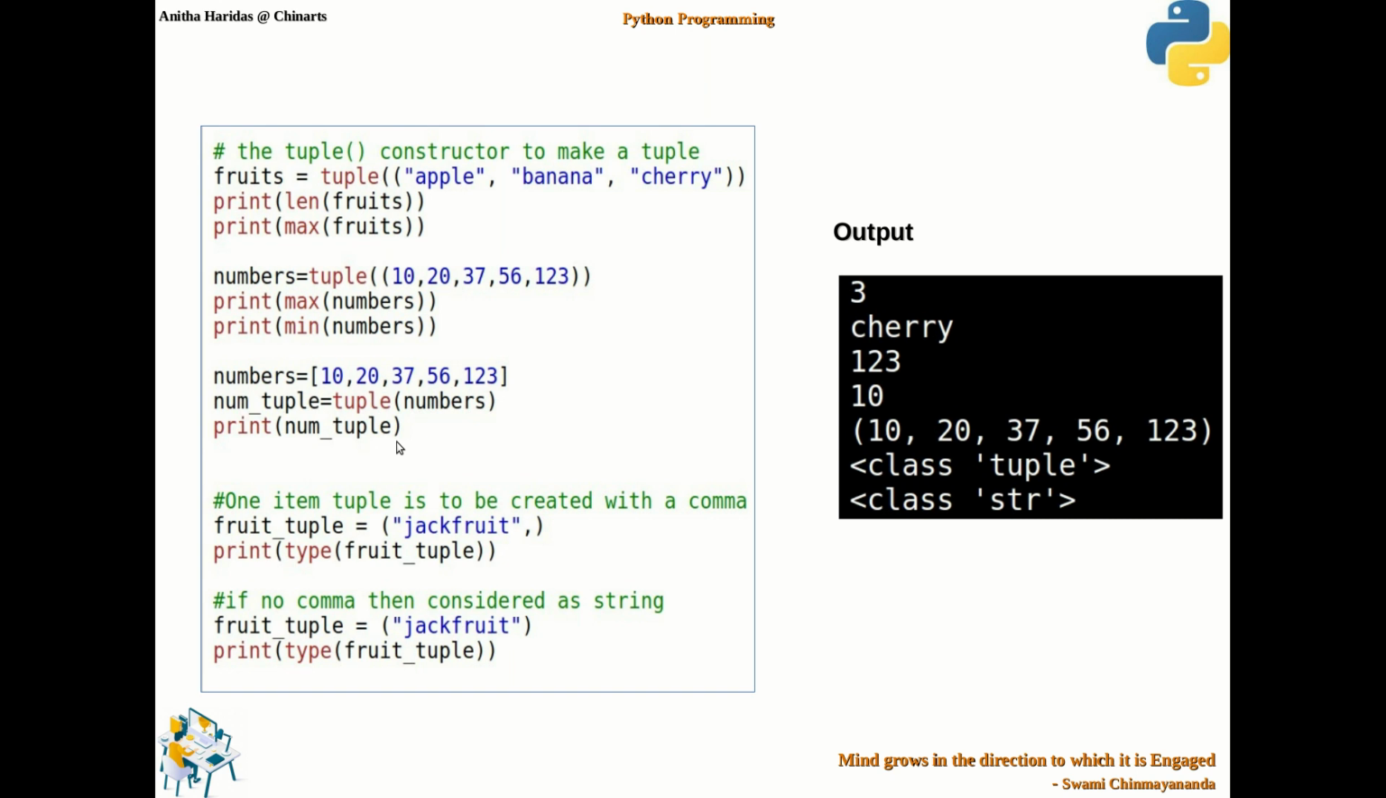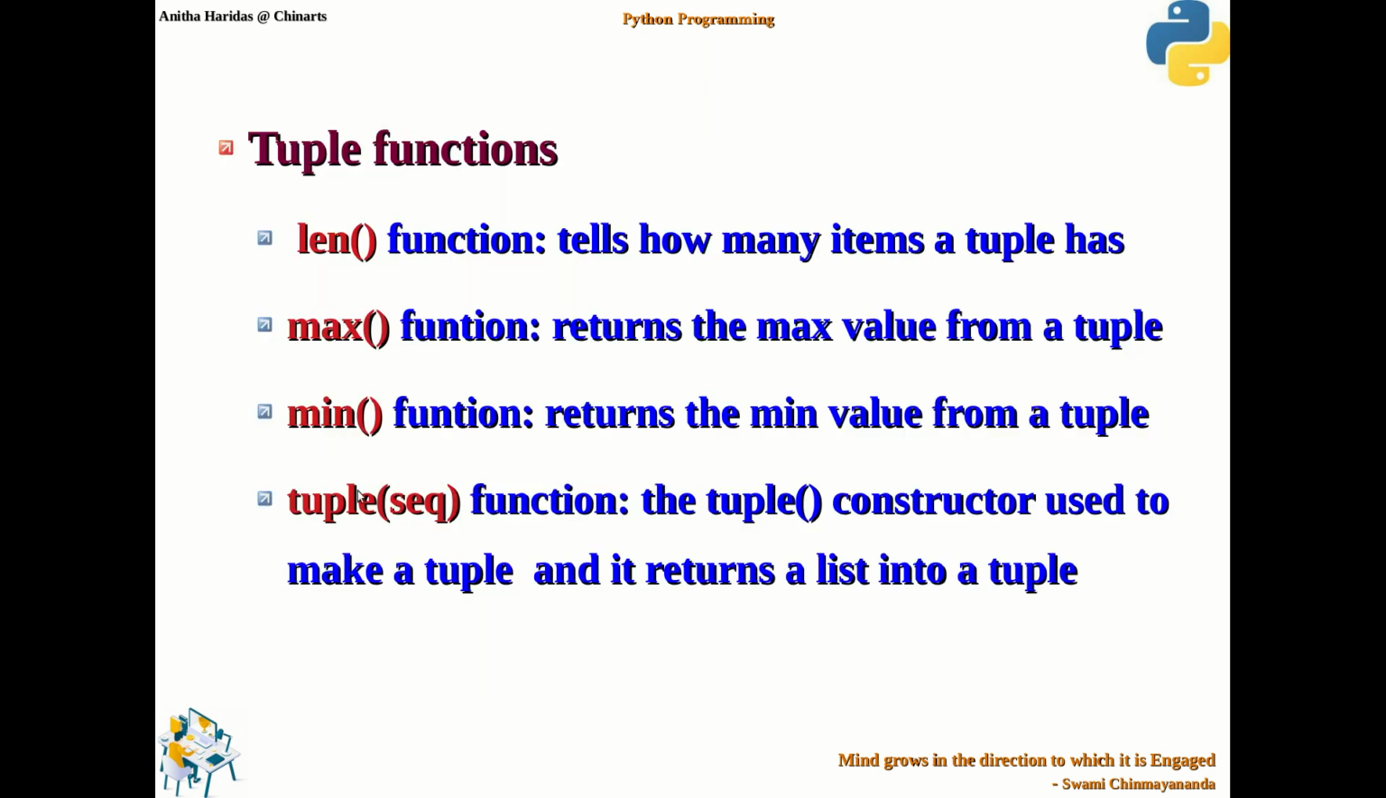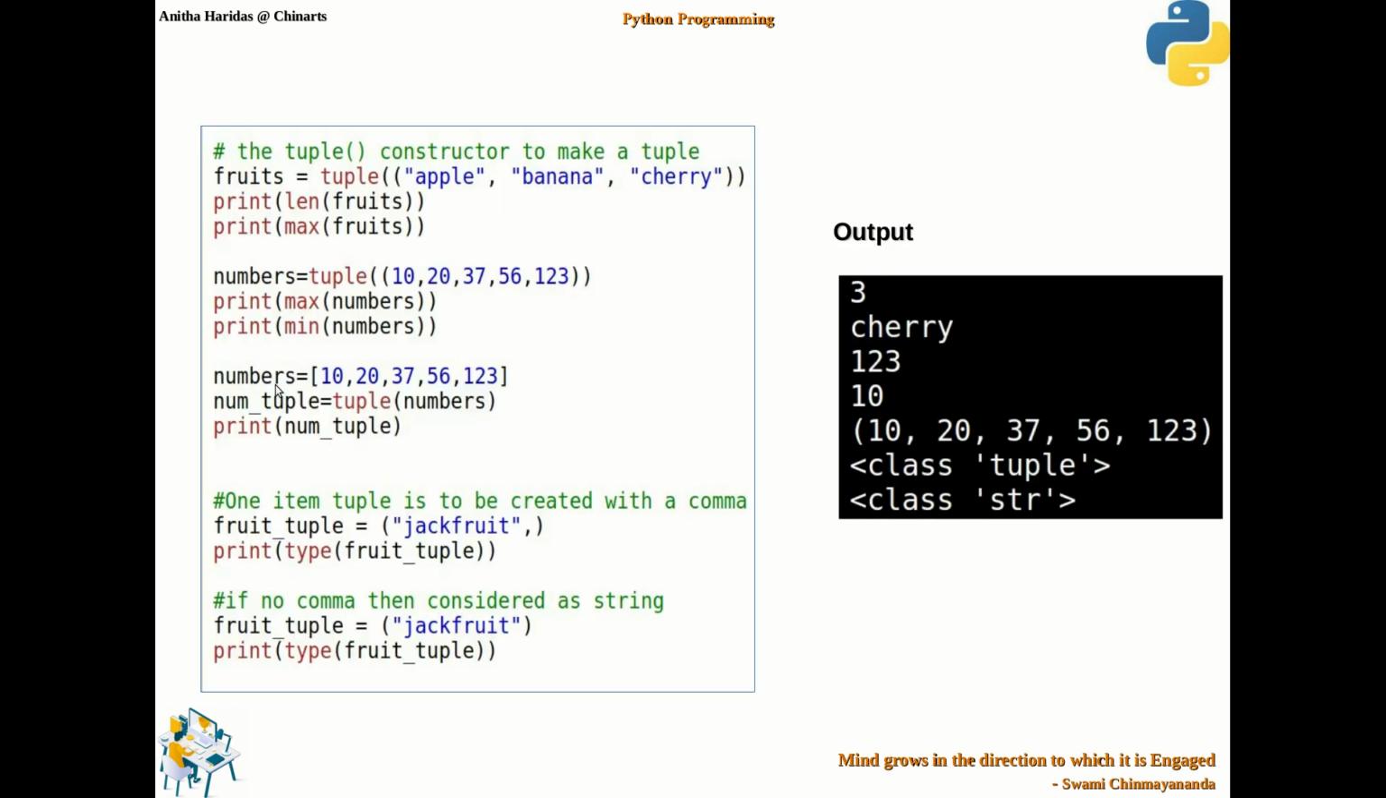Now we had seen that a tuple can be used as a constructor or a function where I can pass a sequence as an argument. So I am now declaring numbers as a list. Square brackets I am using, so that means it is a list. And I pass this list as an argument for the tuple constructor and I am assigning it to new tuple. So new tuple becomes a tuple object that contains these elements as the items. So 10, 20, 37, 56 become the items of new tuple. Okay, you can observe here.